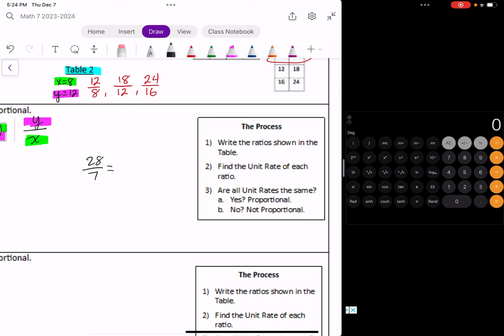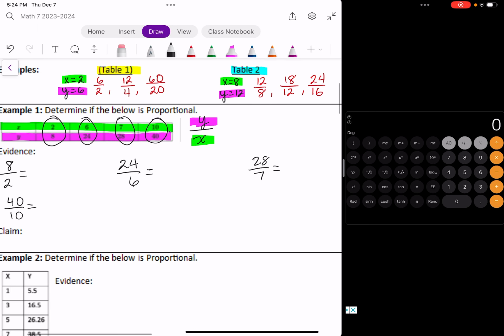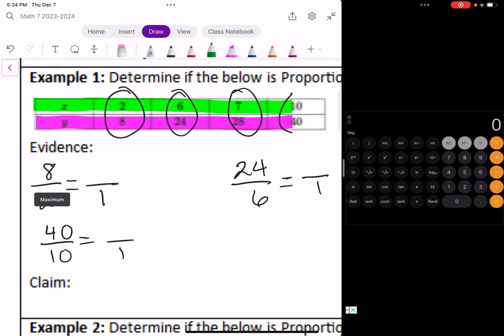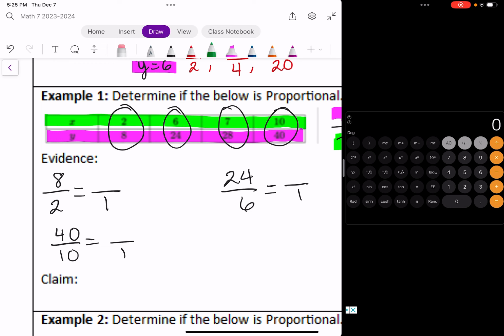Then we find the unit rate of each ratio. Remember, unit rates have to be something over 1. I'm going to do that for all of them. Now I just have to find how I go from a 2 to a 1 for this first one. I divide it by 2. But what I do to the bottom, I have to do to the top. So I also divide the top by 2. 2 divided by 2 is 1, and 8 divided by 2 is 4.